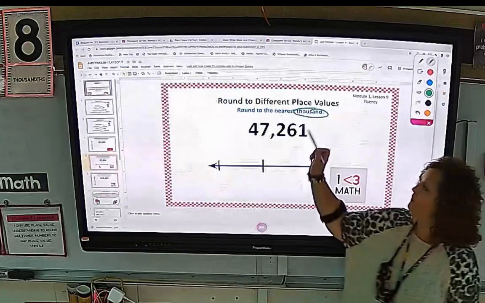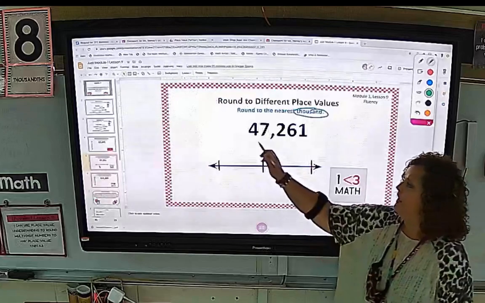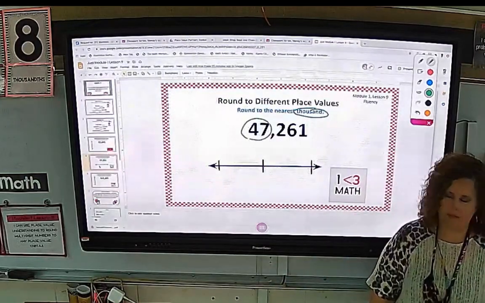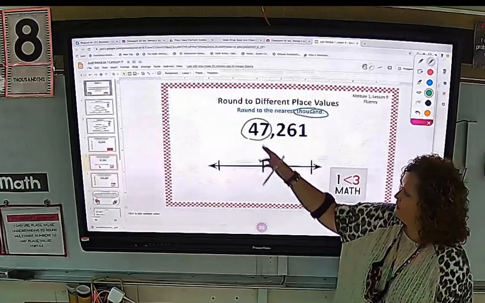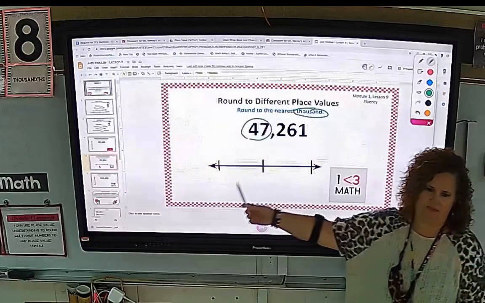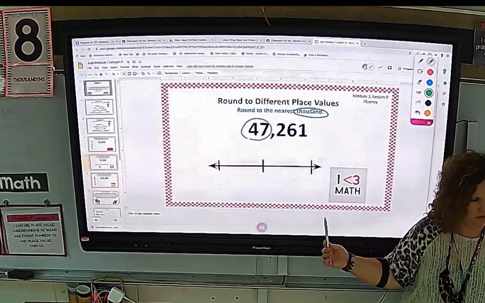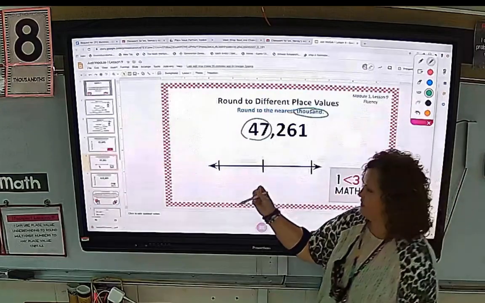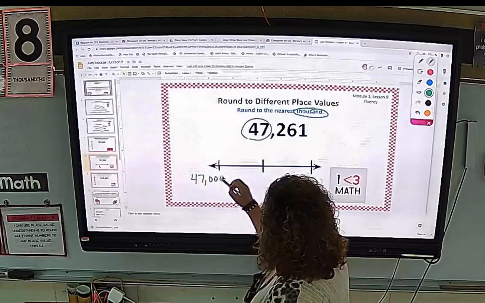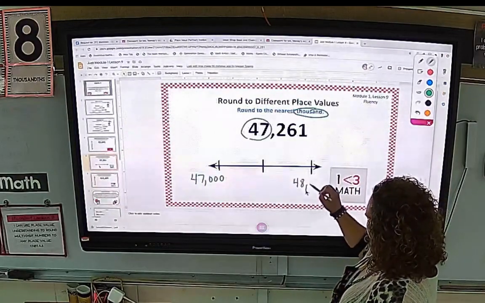If we're rounding to the thousands, guys, please put your eyes up here. We have to use all of them. Some of you were putting 40,000 and 50,000, or 40,000 and 41,000. That was not correct. There are 47,000. So our first number would be 47,000, and one more thousand would be 48,000.